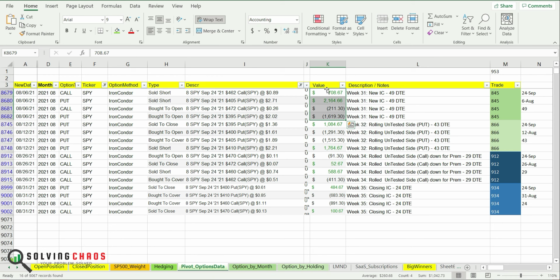So what happened? I started off good. I wrote down the untested side, which is the put side, collected 42. But here's the week where I made a mistake. I actually moved down the call side way too close. So I collected $130. Over here, 138 with 29 days to go.